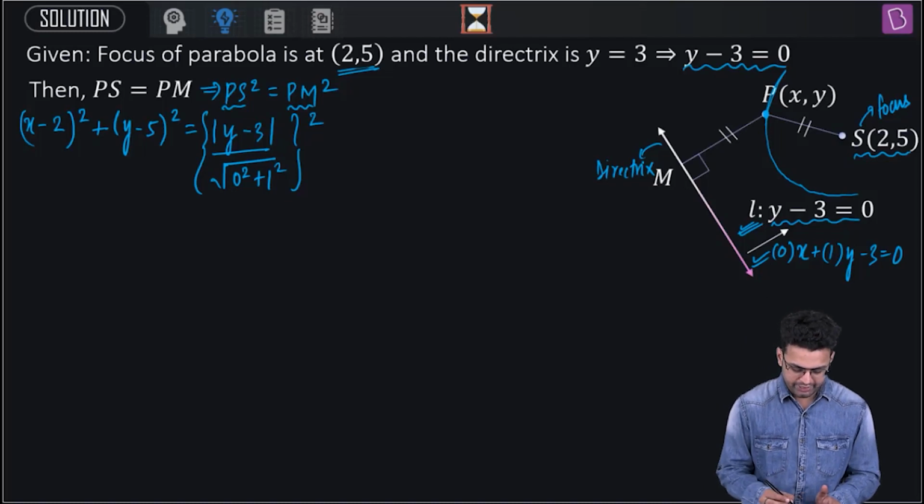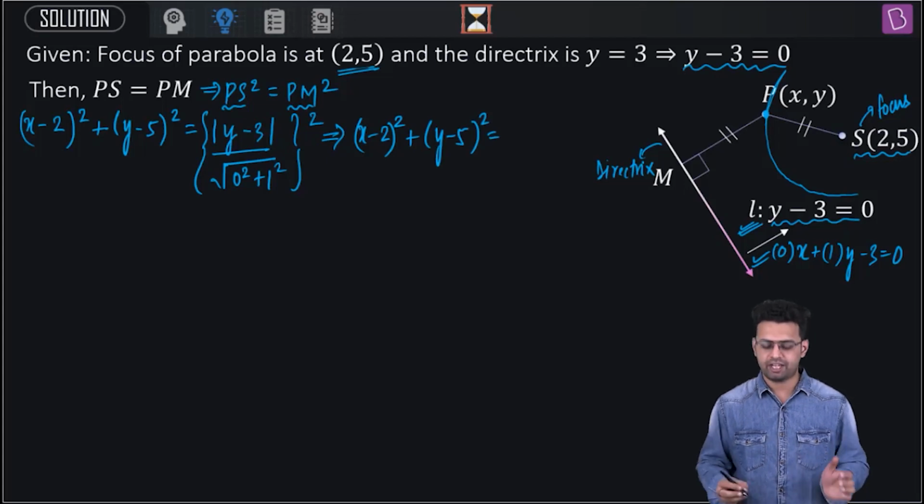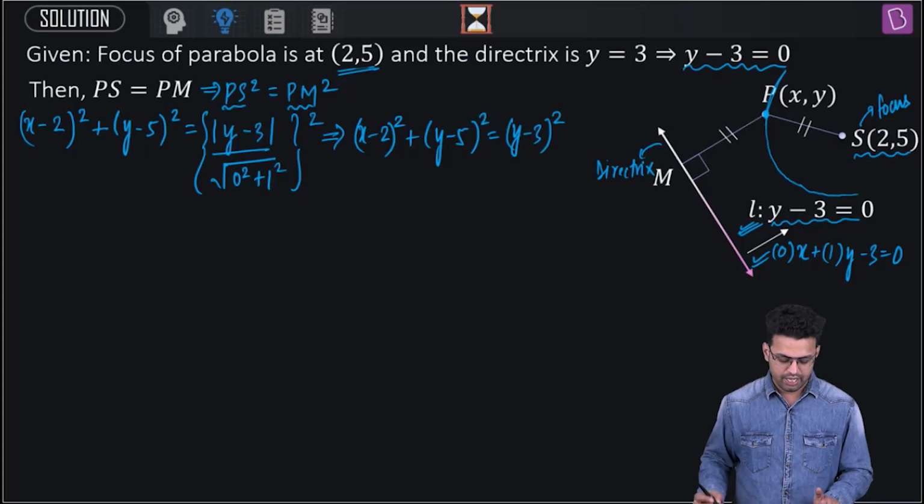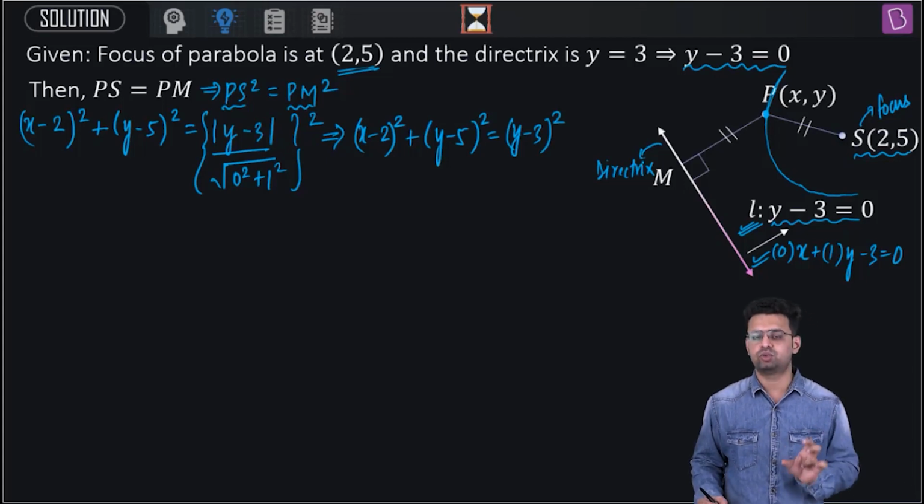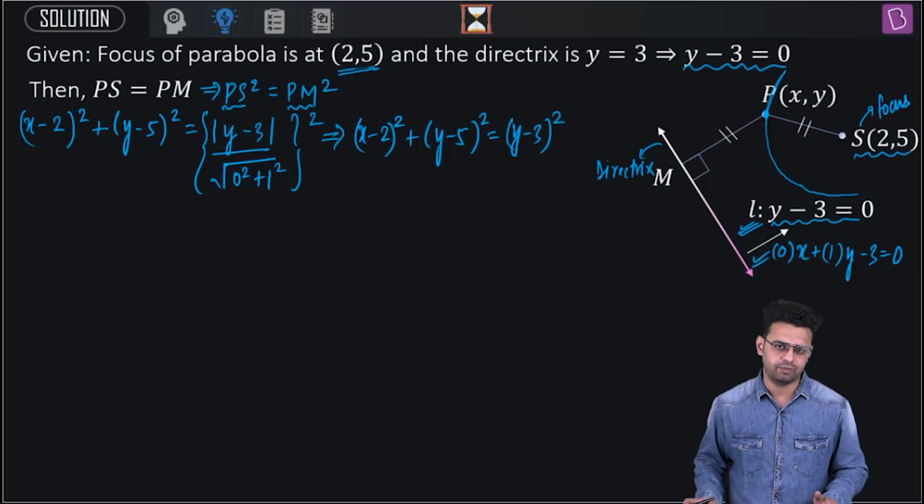Okay, so I can further rewrite it as (x minus 2) whole square plus (y minus 5) whole square equal to (y minus 3) square upon root over 1. Root over 1 is 1 and the square of 1 is also 1. So I'm going to write nothing in the denominator. It's self understood that there is a 1 lying in the denominator.